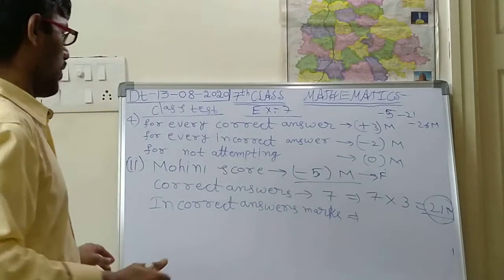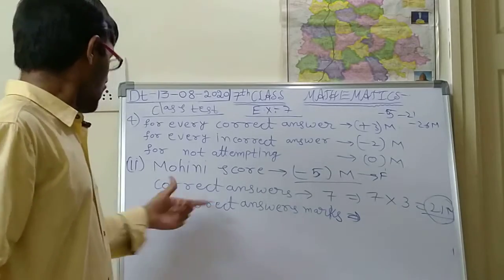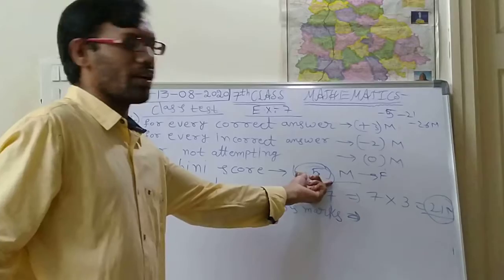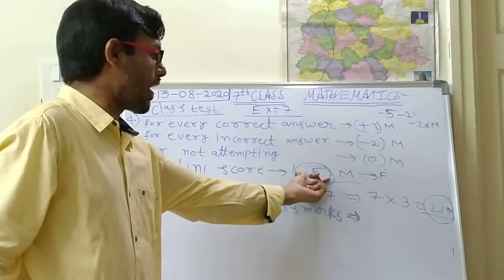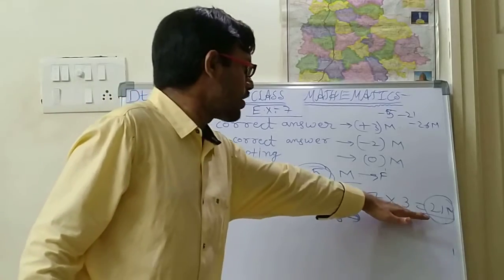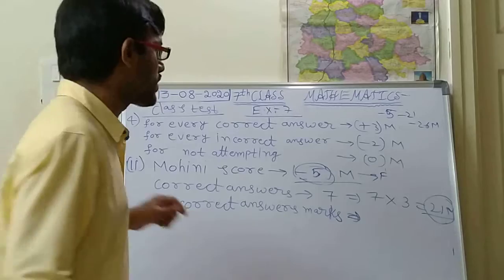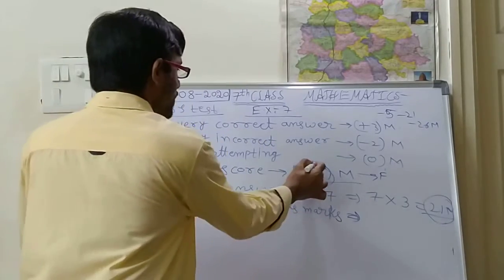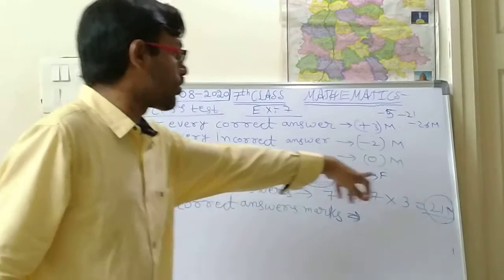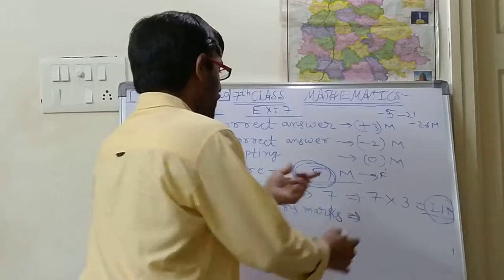So very sorry children, there is a clash here. Here Mohini's score is in the negative. So minus 5. Correct answers 7, 7 into 3 is 21 marks. Incorrect answers, you have to subtract from the total score. From the final score only you have to subtract this score. So what is her final score?